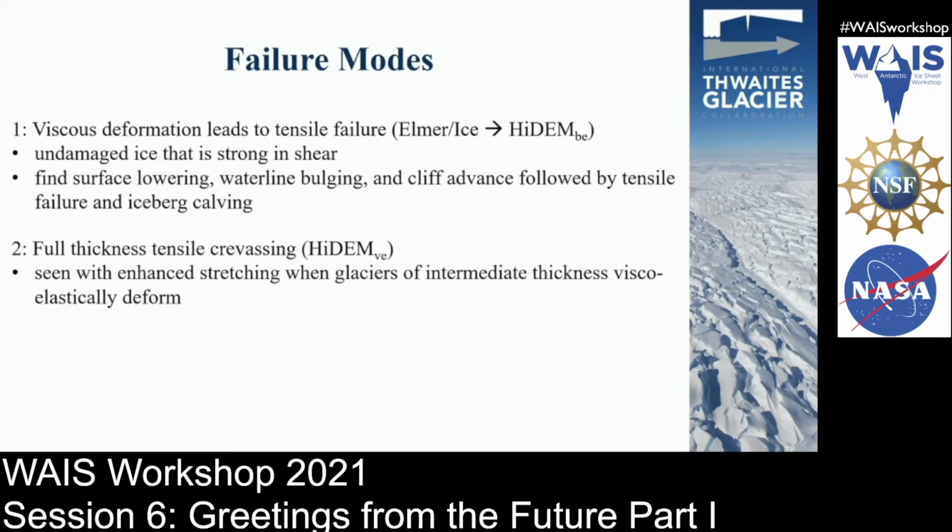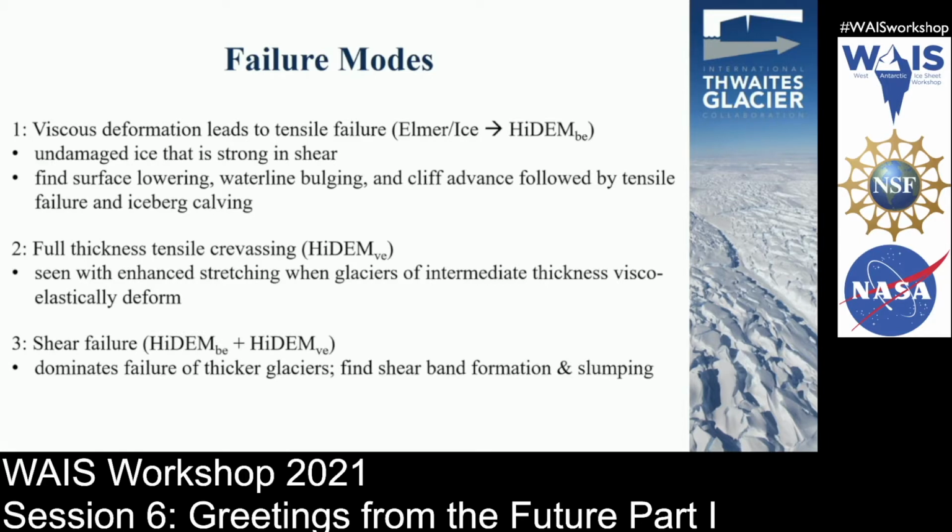We also see tensile failure through numerous full thickness crevasses when glaciers of intermediate thickness with greater basal slip are simulated in HIDEM VE. And if we can think of that viscous deformation leading to tensile failure being kind of one end member of the modes of collapse, then ice cliff failure via shear band formation can be considered the other end member. And this dominates for thicker, weaker glaciers and is displayed through shear band formation and slumping.